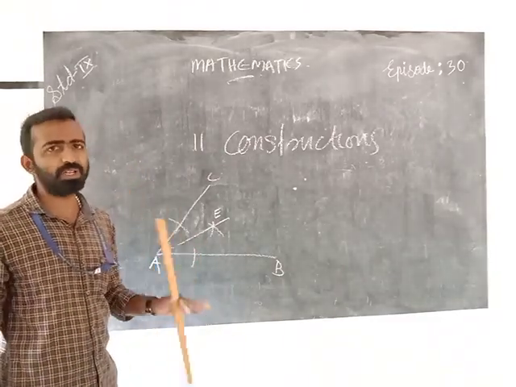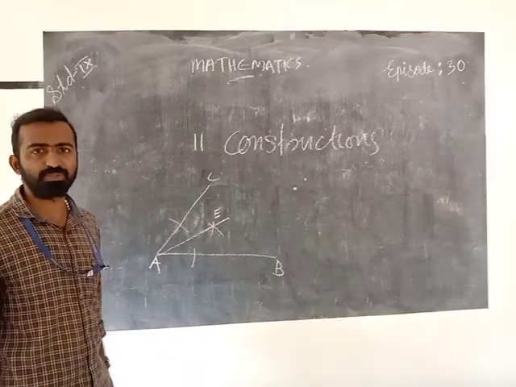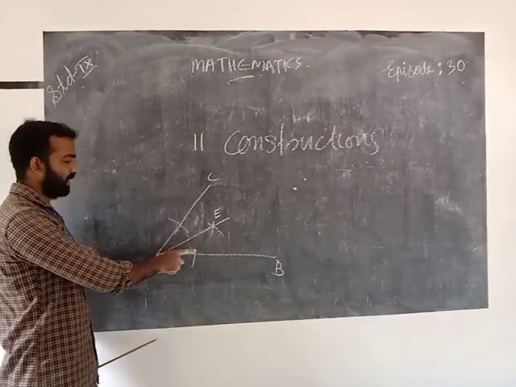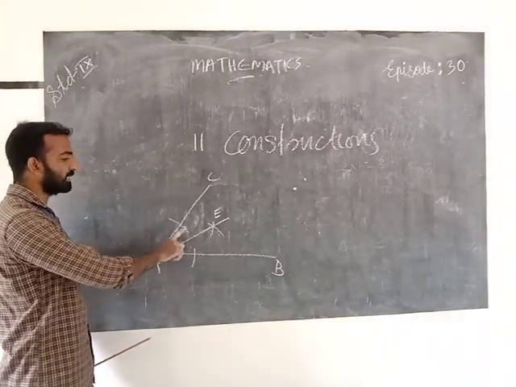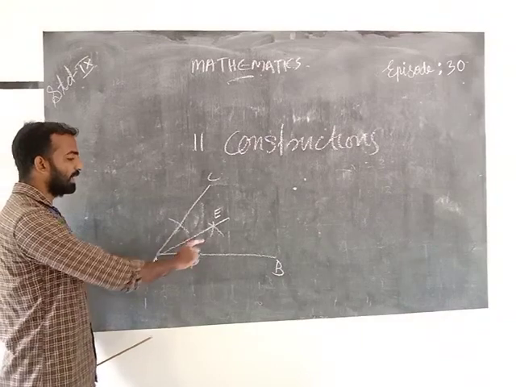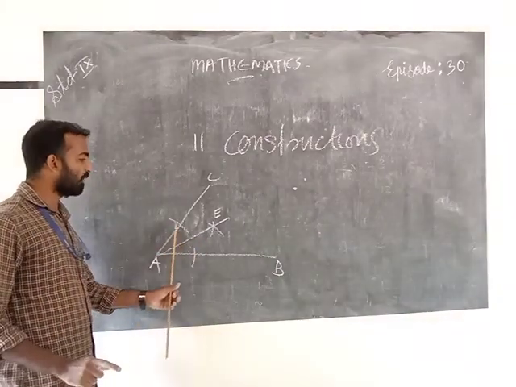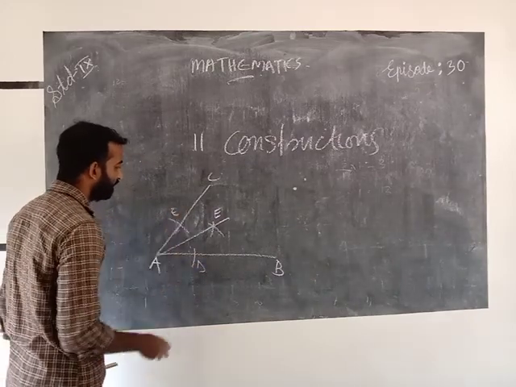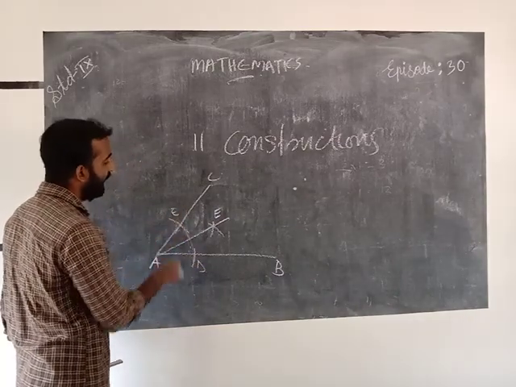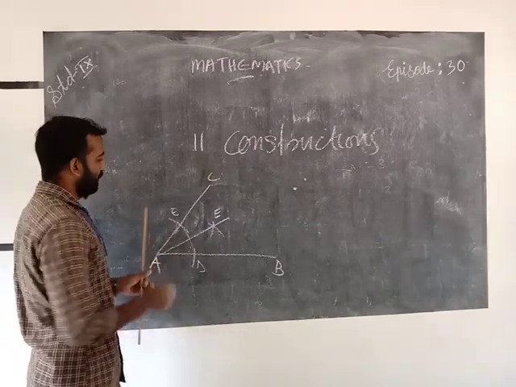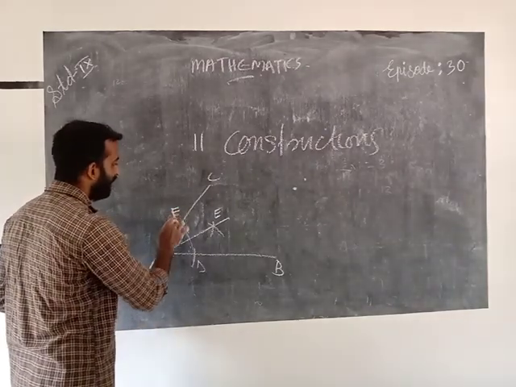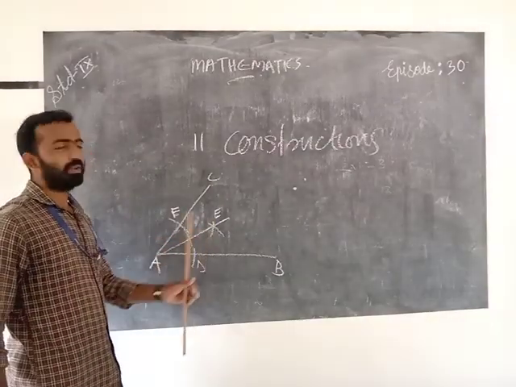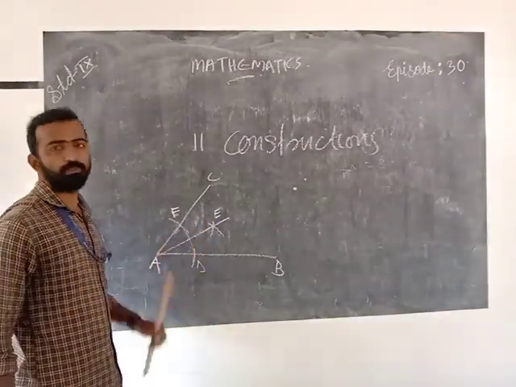We already know how to draw the bisector of an angle. First we take any radius and mark arcs on the two arms. Then we take more than half of the distance between the points, naming them D and F, that is, more than half of DF. Then we make arcs on top, and we get the bisector.